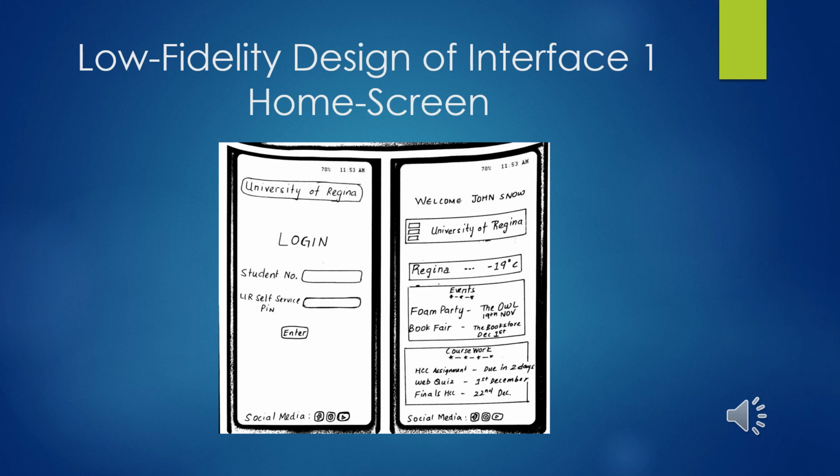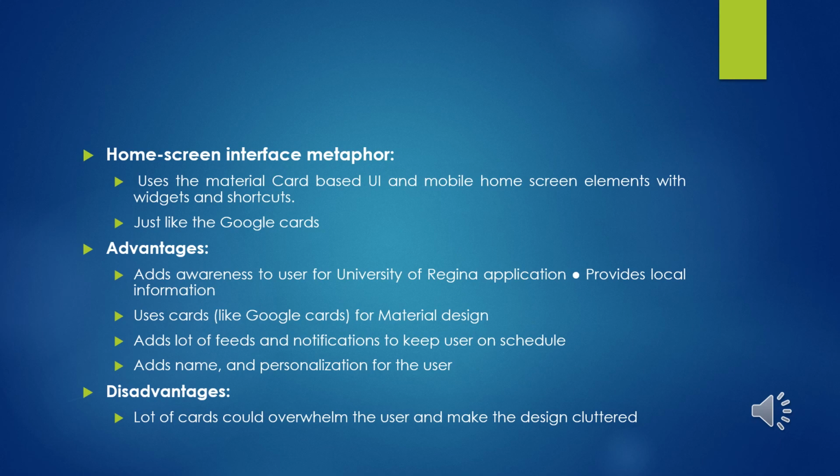We proposed many solutions for an easier design, one of which is shown here in this slide. This slide has a snapshot of a proposed low-fidelity design for the home screen and the login. In the existing application, it isn't clear to the user what credentials to enter. We tried to solve that by mentioning the student number. The proposed home screen interface metaphor uses the material card-based user interface and mobile home screen elements with widgets and shortcuts, just like the Google cards.